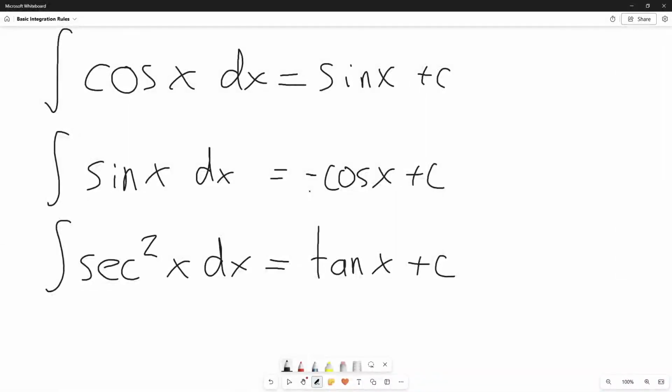And here are 3 more rules. The integral of cosine x with respect to x is sine x plus c. The integral of sine x with respect to x is negative cosine x plus c. And the integral of secant squared x with respect to x is tan x plus c. And you should probably already know these just by knowing what the derivative of sine, cosine, and tangent are. You just think about it in reverse for integrals.